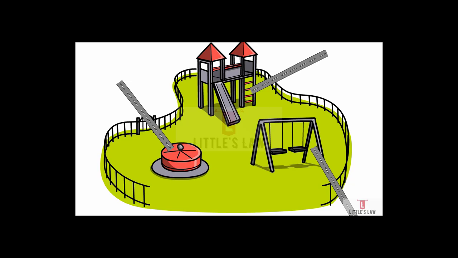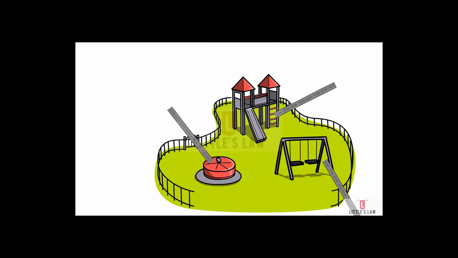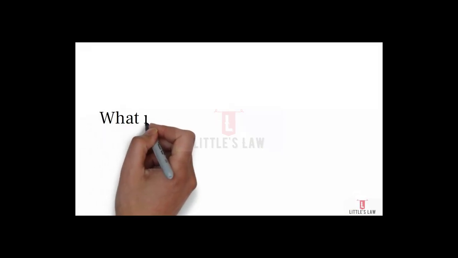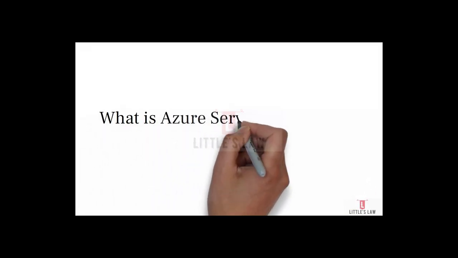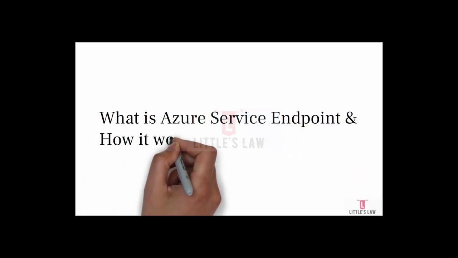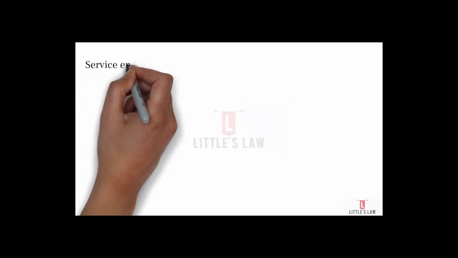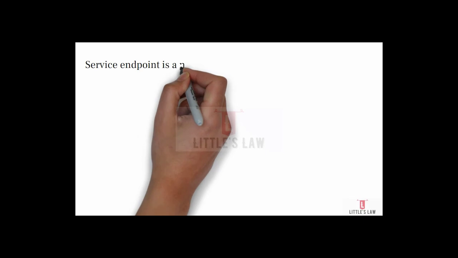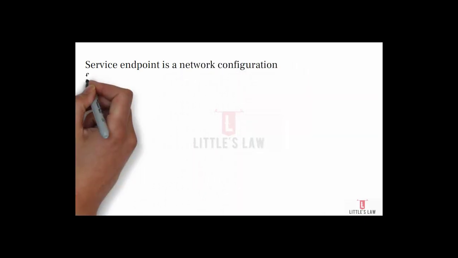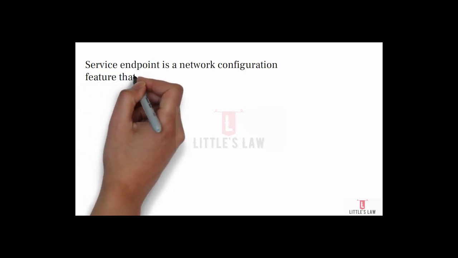Now I'll explain it in a better way so that you can understand it in terms of the Azure platform. So now I will tell you what an Azure Service Endpoint is and how it works. In Azure, a service endpoint is a network configuration feature that allows you to extend your virtual network to securely connect to Azure services over a direct or optimized route.